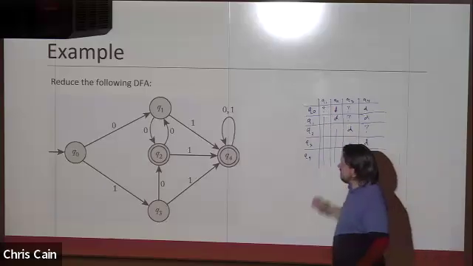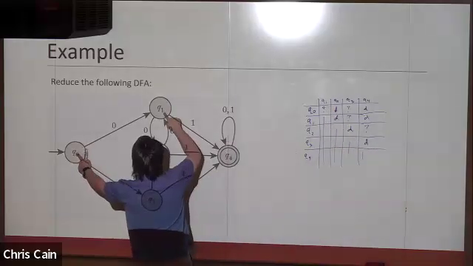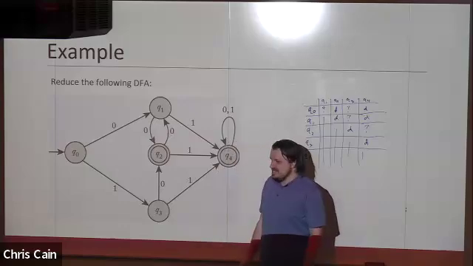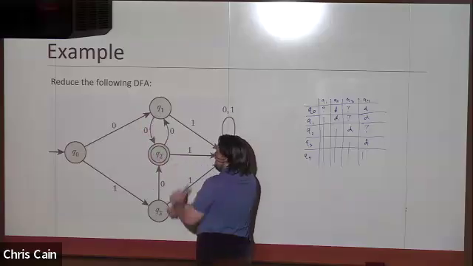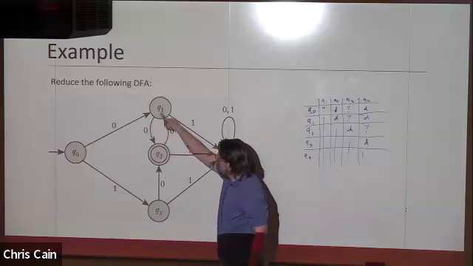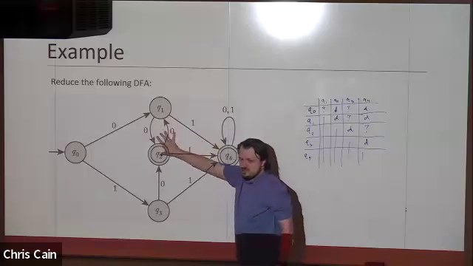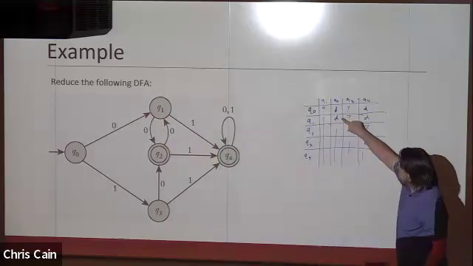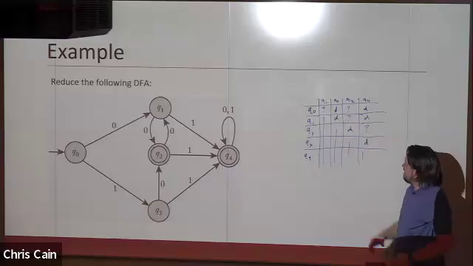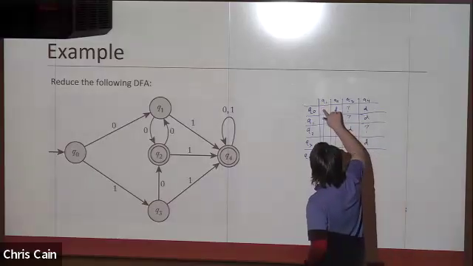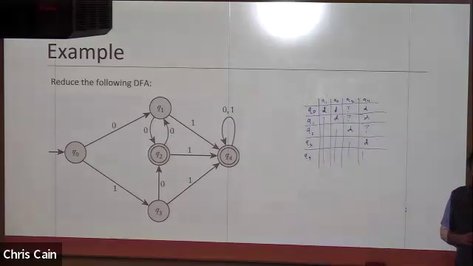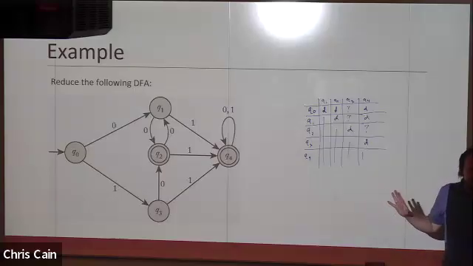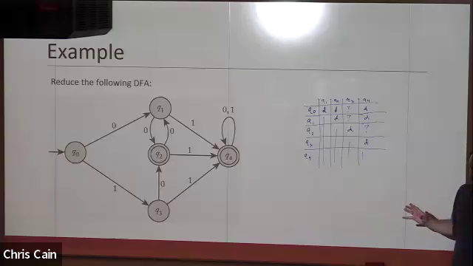So this question mark says, starting in Q0 and Q1, what happens on a 0? Q0 on a 0 goes to Q1, Q1 on a 0 goes to Q2. Q1 and Q2, we're going to look up in the table. They are distinguishable. So because of this, we're going to mark Q0 and Q1, the sources of that, as distinguishable. We don't need to consider what happens on a 1. We just need to find a single source of distinguishability.